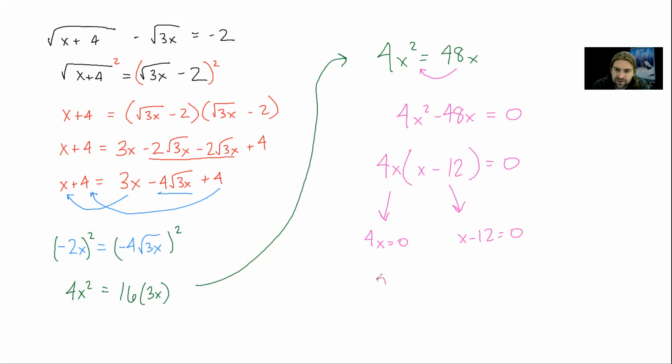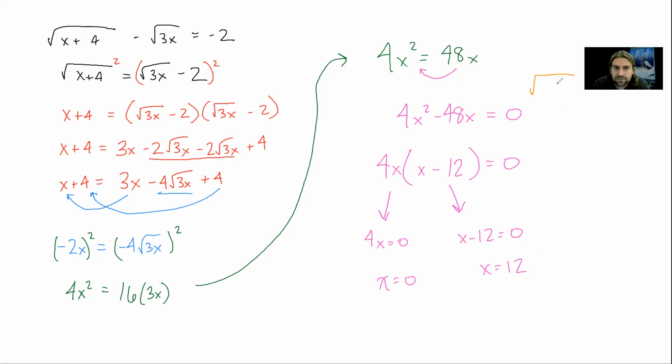All right, so 0 divided by 4, that means x equals 0. Add 12 over to 0, 0 plus 12 is 12. So we got two answers. We got 0 and 12. The last thing we need to do is plug them back into the original problem to see if they both work. So let's try 0 first.